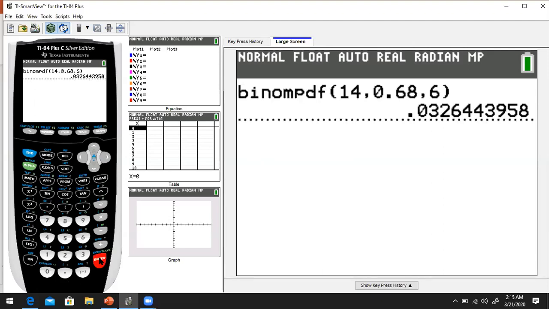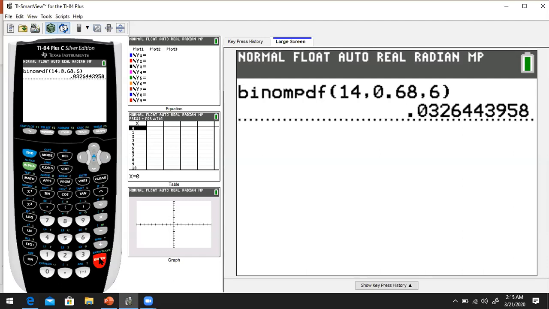So if we round this to 4 decimal places, this will be 0.0326. It's about 3.3% if you change it to a percentage. In 3.3% of cases, exactly 6 people will say that they have never purchased organic fruits or vegetables.